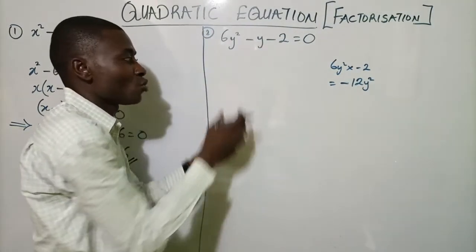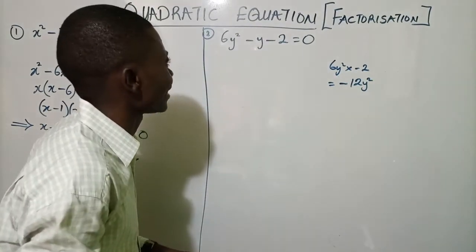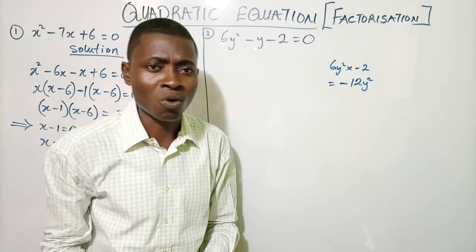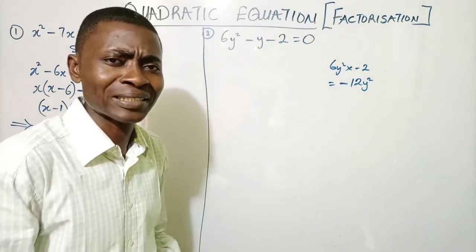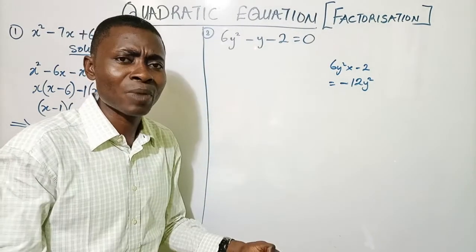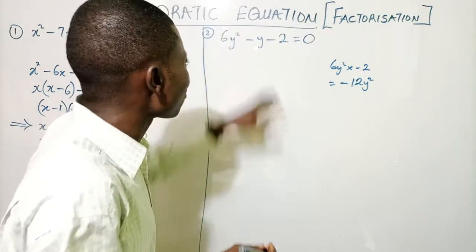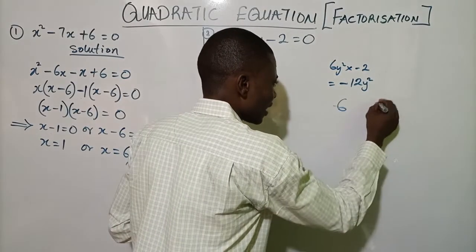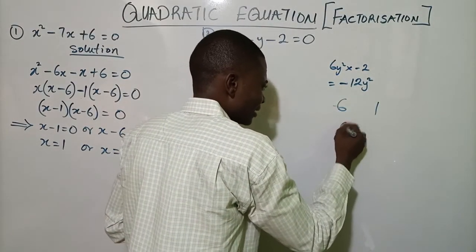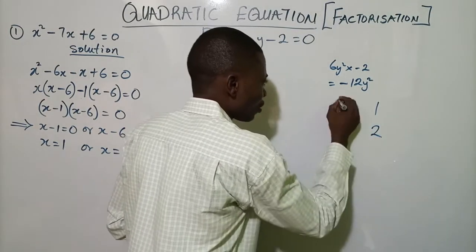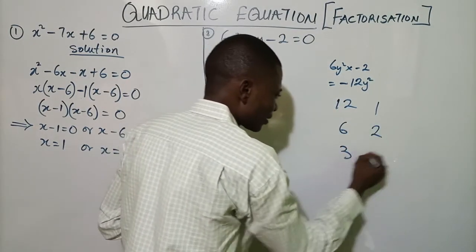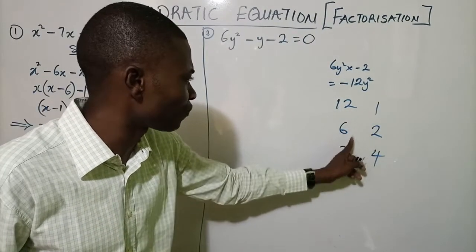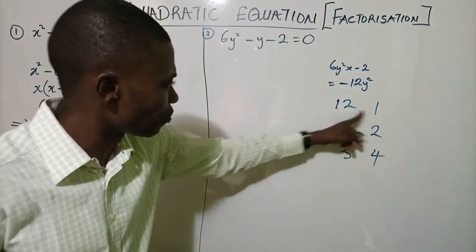So you ask yourself, what two numbers are we going to multiply now? The factors of 12 that come to my mind: we can think of 12 and 1, we can think of 6 and 2, we can think of 3 and 4. But among all these numbers, which of them brings us close to minus 1? Now, if you look at these numbers we have, they are all two factors of 12. Yes, if we multiply these, we get 12.